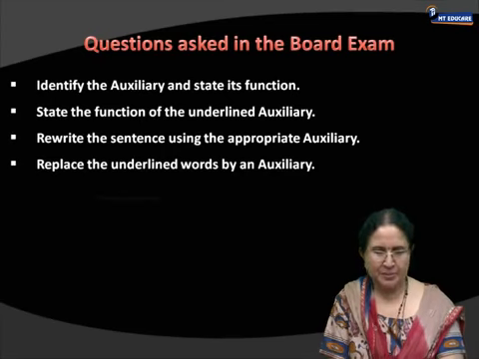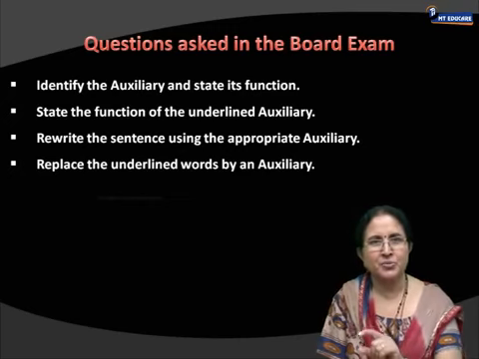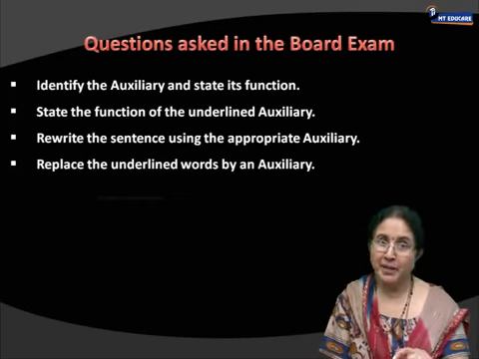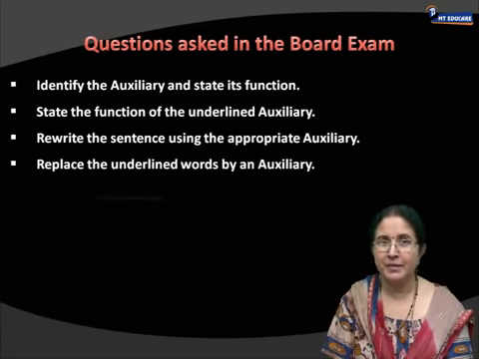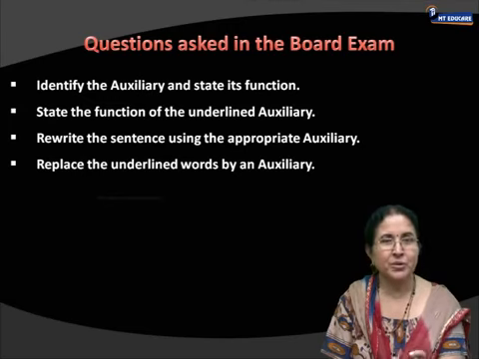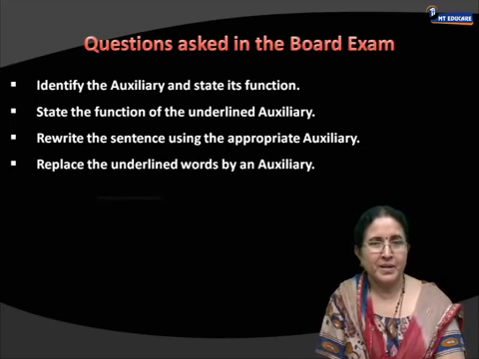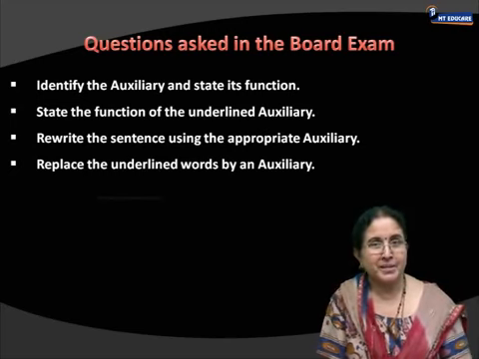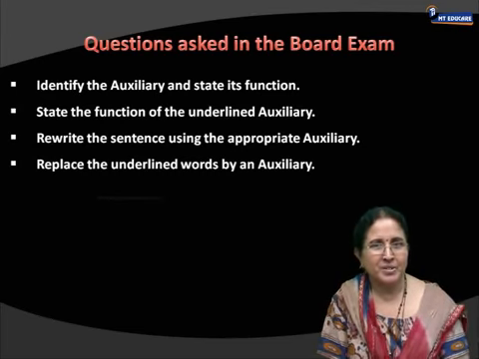Now let's go through this. Just look at this. First, identify the auxiliary in the sentences given. You must be able to understand which is the modal auxiliary here. And you remember the hint I gave you: can I add ing to that word? If you cannot, then it is a modal auxiliary. So, state its function. What is the function? Just now, when we put that list together, we told you obligation, ability, possibility, compulsion. These are the functions of that modal auxiliary.